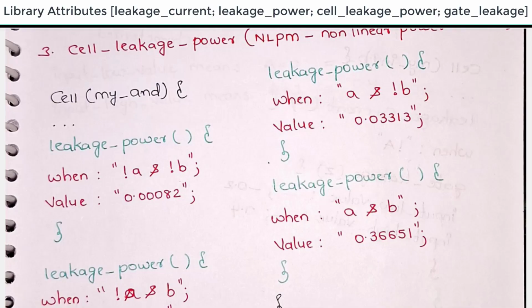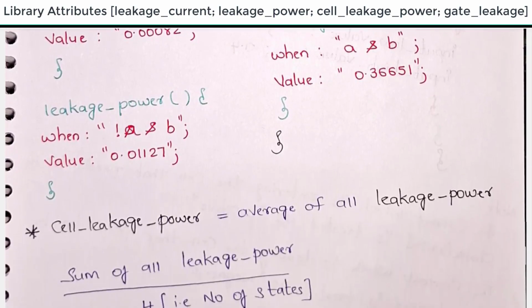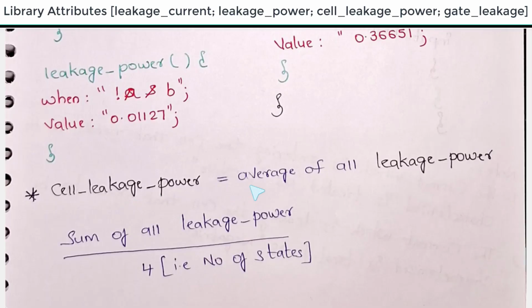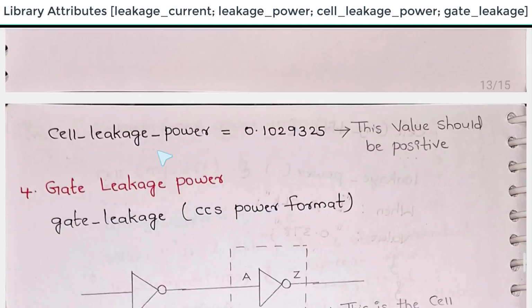Now let us see how to calculate cell leakage power. So simply cell leakage power is the average of all leakage power. So simply you add all the leakage powers and divide by the number of states. Suppose if you are going for a 3 input AND gate, then you will get 2 power 3, 8 different combinations. So add all the leakage powers and divide it by 8. Then you will get the cell leakage power. So this is the cell leakage power that I am getting, and it should be positive.